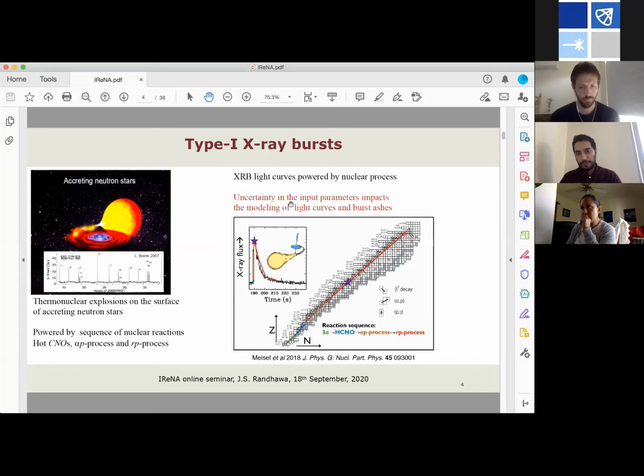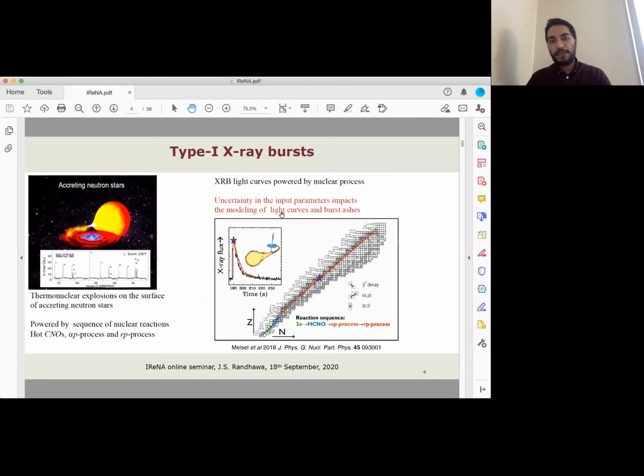Now, the main uncertainty that we as nuclear physicists can constrain is the nuclear reactions. Well, I'm mostly focused on nuclear reactions, but there are other things also. And these nuclear inputs directly impact the modeling of light curves and the burst ashes that are predicted, which, as we see, play a crucial role in the layers which are further deeper.